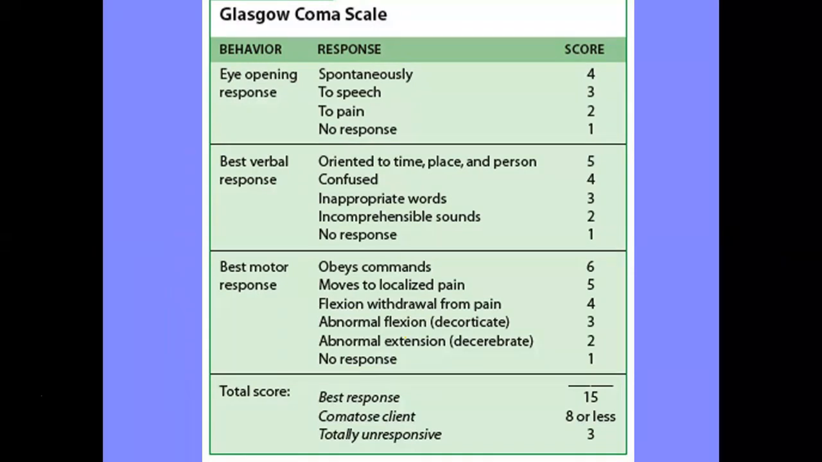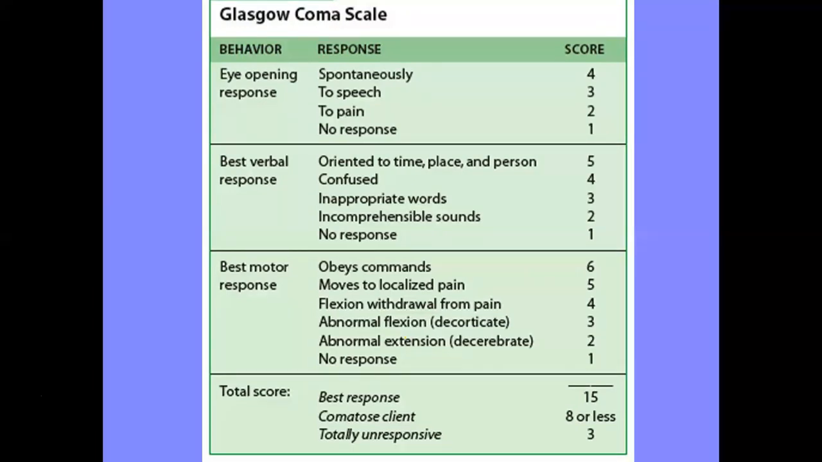The eye score is very easy to understand. If the patient opens his eyes spontaneously, it is given a score of 4. If the patient opens his eyes to speech, it is 3. If he opens his eyes only on pain, it is 2. If he does not open his eyes at all, it is 1.